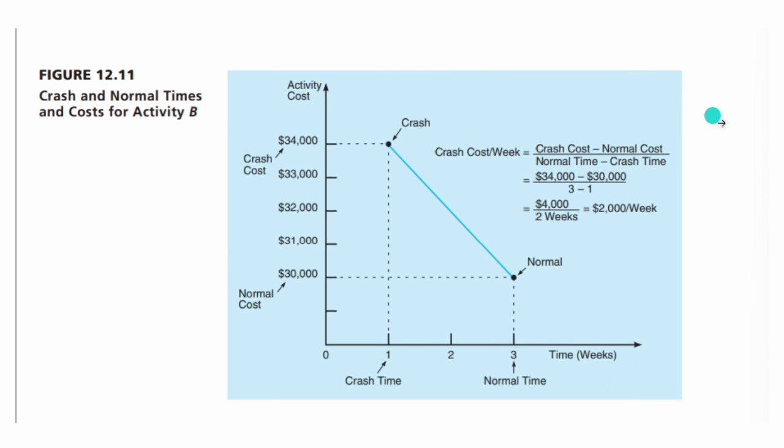Here we can see an example of computing the crash cost per week for activity B. We can see that the crash cost is $34,000 and the normal cost is $30,000. And the crash time is one week and the normal time is 3 weeks. So if we were to compute the crash cost per week, it would be crash cost per week is equal to crash cost minus normal cost over normal time minus crash time, which is $34,000 minus $30,000 over 3 minus 1, giving us $4,000 per 2 weeks or $2,000 per week.